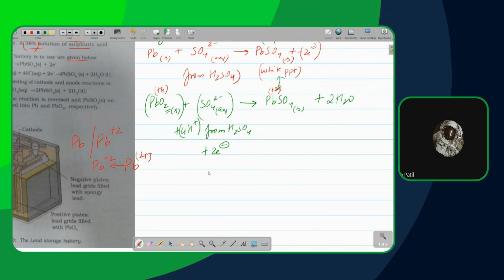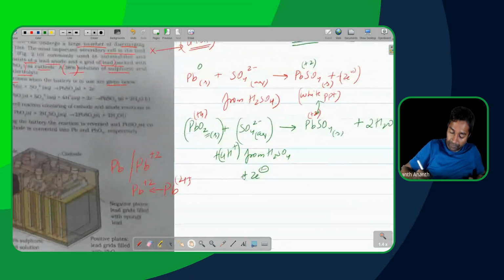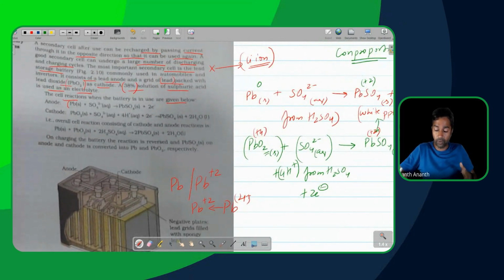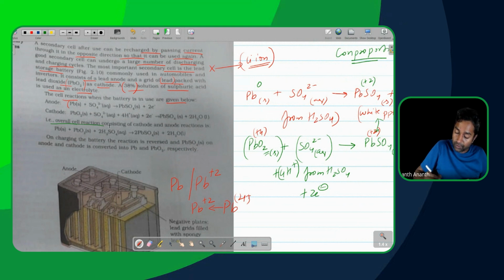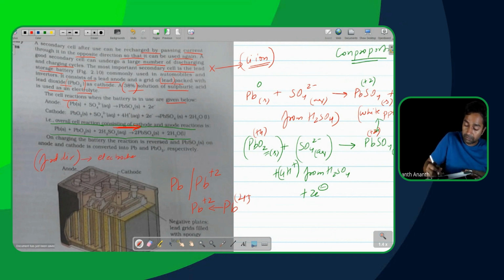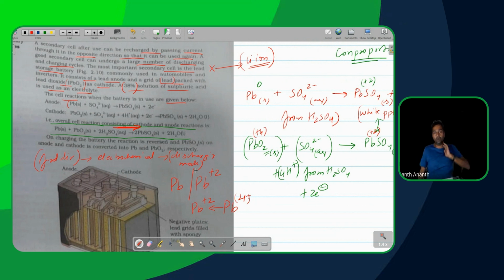Yeah. Now, the overall reaction has been given beautifully. Have a look at the overall reaction here. We have it as something like this. Now tell me, the overall reaction in the discharging mode, which is the forward direction. The forward direction for this reaction is basically electrochemical, and it is called the discharging mode. And the backward direction is called the charging mode.